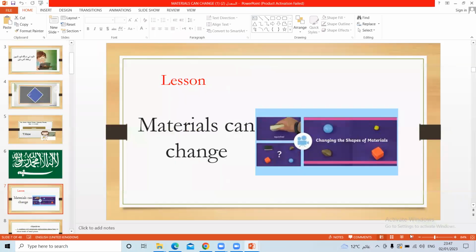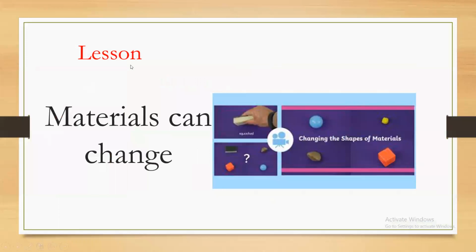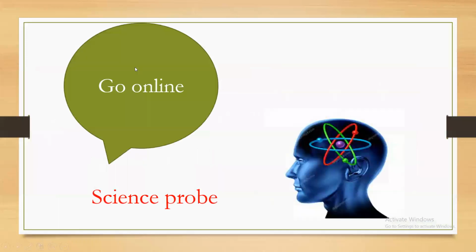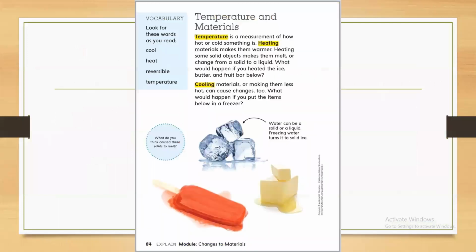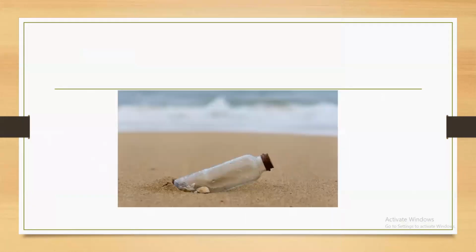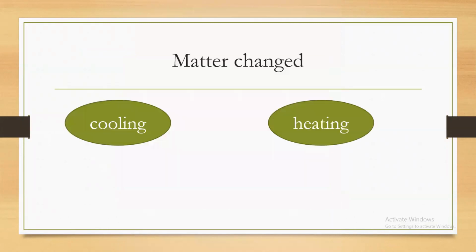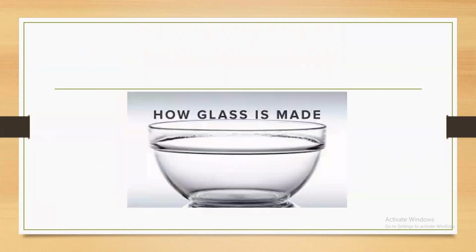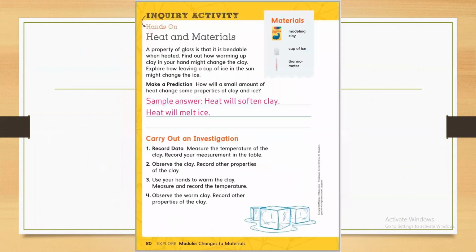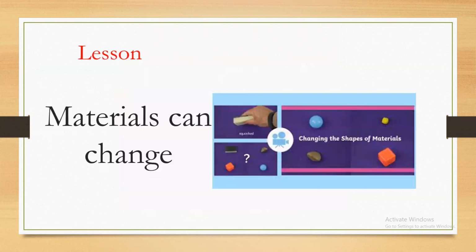Now let's revise the second one. Materials can change. In this lesson, we learned that, as the title says, materials can change in different ways. First, we have three kinds of matter. The matter may be solid, liquid, or gas.